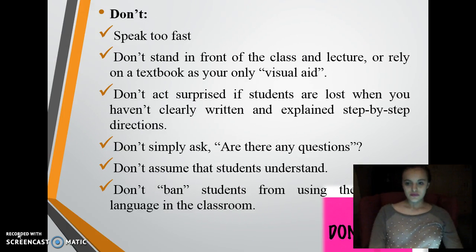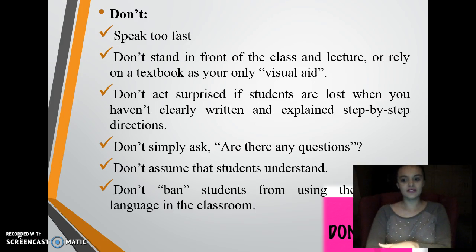The don'ts. Don't speak too fast. Students might get confused with the words if the teacher is speaking too fast, or they might just not understand what the teacher is saying. Don't stand in front of the class and lecture or rely on a textbook as your only visual aid. There are a lot of materials that teachers can use, especially for students that are barely learning the language.